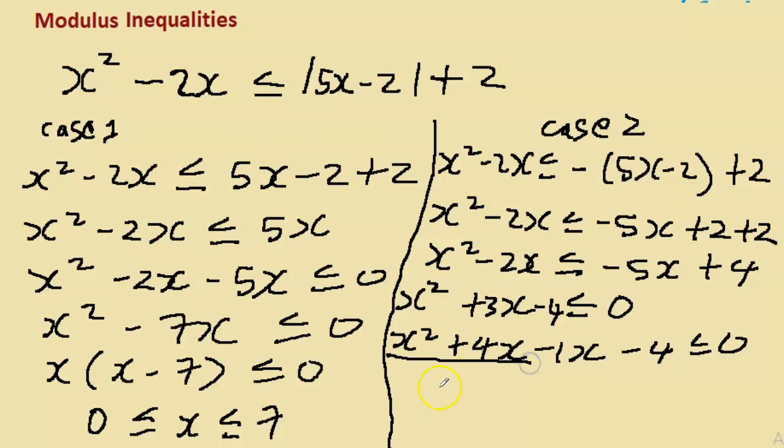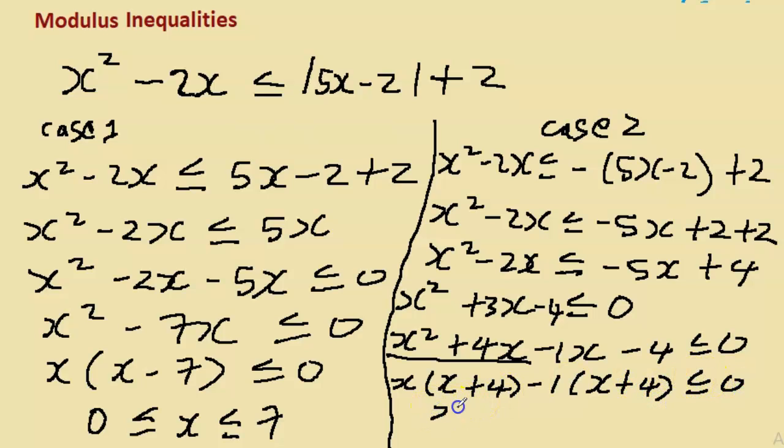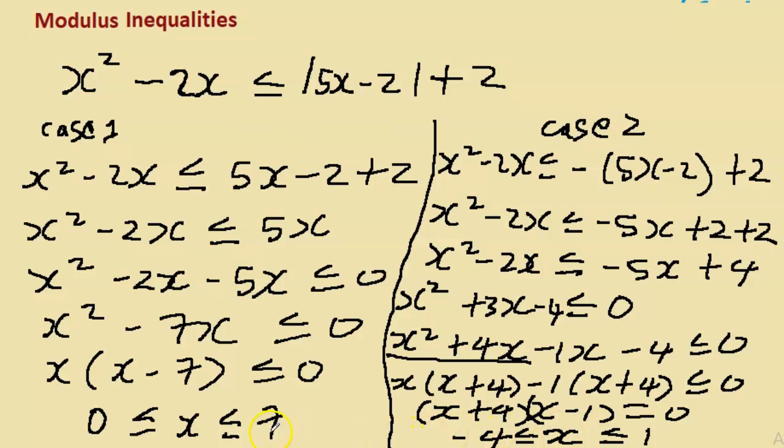Alright, so I factor by groups. So the first group I factor out x, I'll have x plus 4. The other group I factor out minus 1, I have x plus 4. So the factors are x plus 4, x minus 1, and if I equate both brackets to 0 and solve, I'll get my critical values to be 1 and negative 4. So x lie between 1 and negative 4. So notice we have two separate solutions now. What would be our final solution?